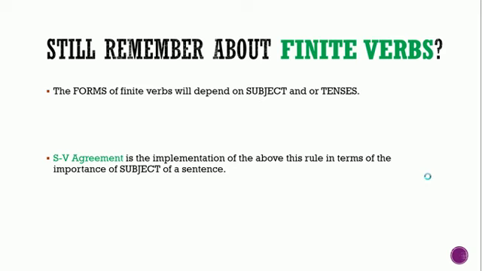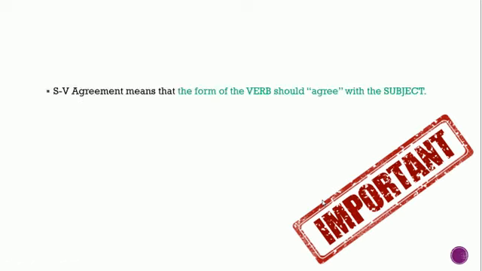SV agreement is actually the implementation of this rule in terms of the importance of the subject of a sentence. When we are learning about finite verbs, we learn that finite verbs have forms that depend on the subject and tenses. So, SV agreement. Perhaps you are confused with the term agreement here. In general, SV agreement means that the form of the verb should agree with the subject.